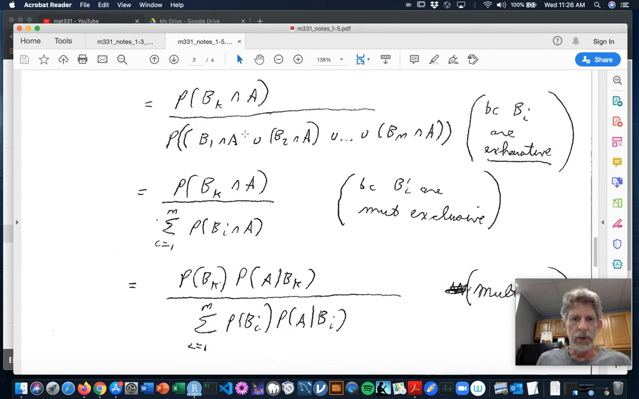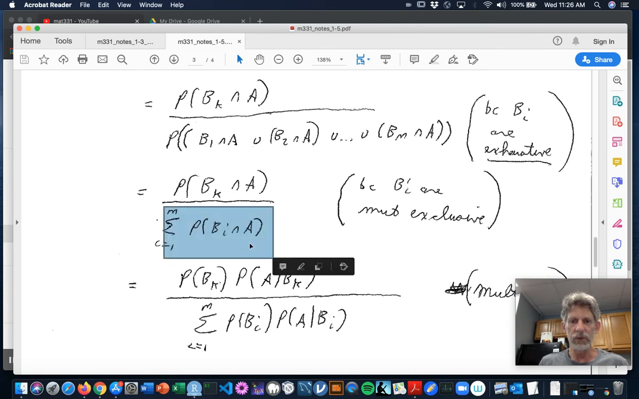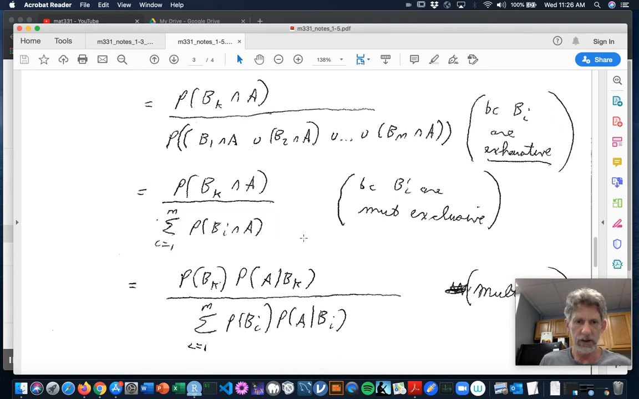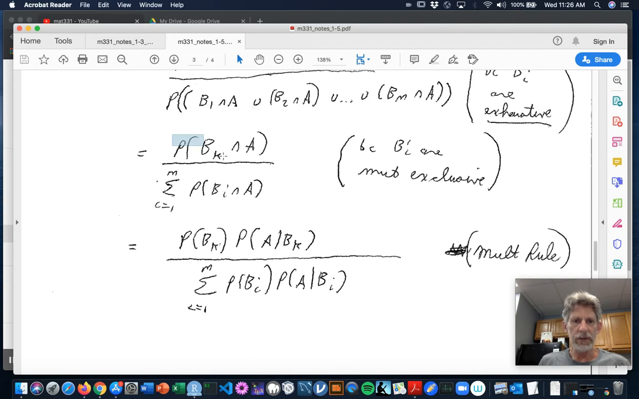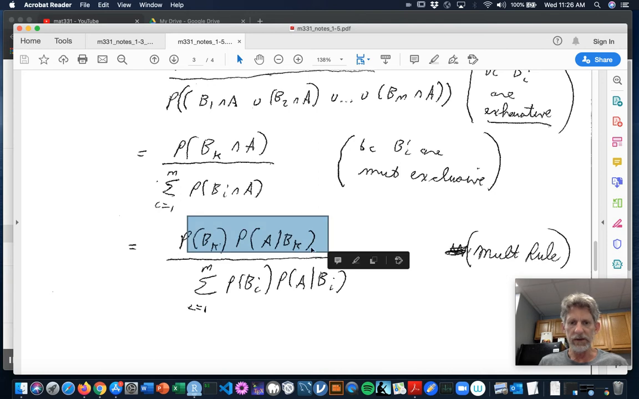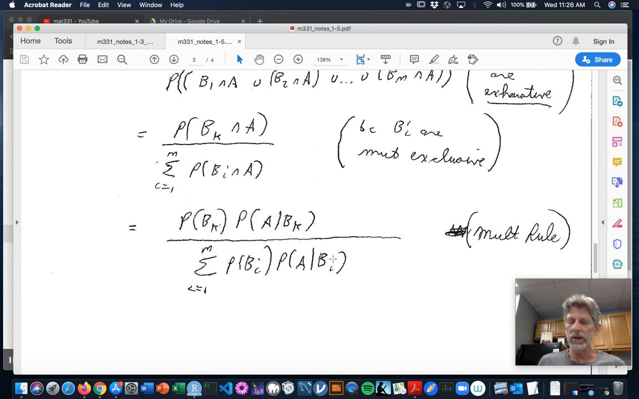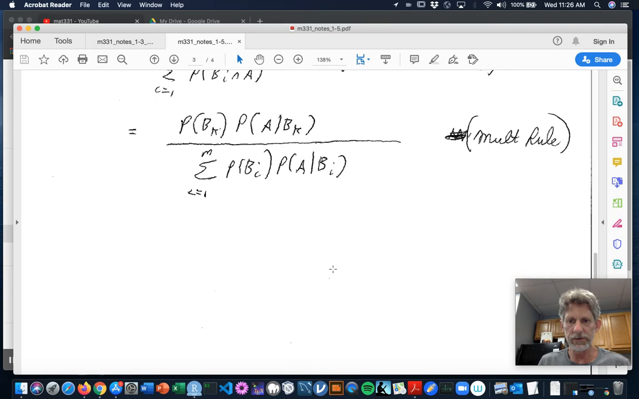But those events are also exclusive because the Bi's are exclusive. I can't do B1 intersect A and B2 intersect A because I can't do B1 and B2 at the same time. Therefore, I can find this probability by summing up the probabilities of those individual events. And on the top, I can just use the multiplication rule to get this. And that's what the Bayes formula said. So I'm done with my proof.